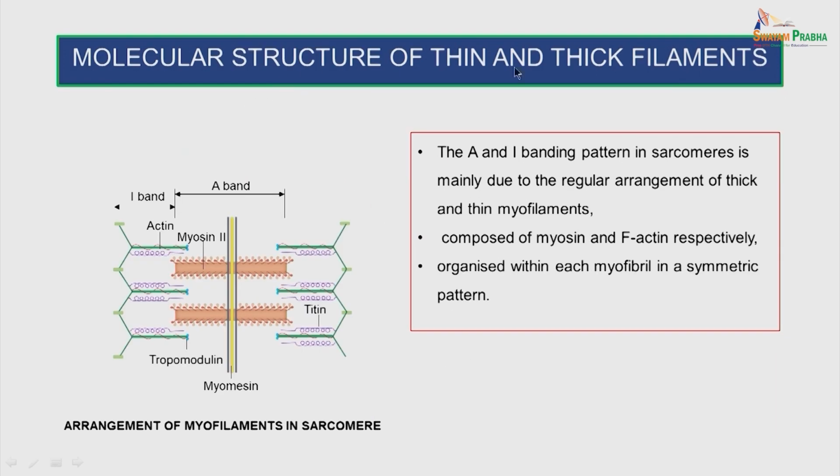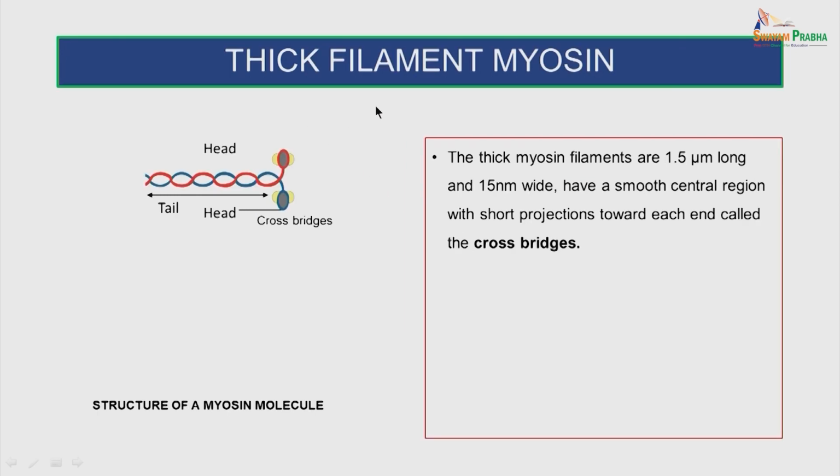The molecular structure of the thick and thin filaments. The A and the I banding pattern in sarcomeres is mainly due to the regular arrangement of the thick and the thin myofilaments. They are composed of the myosin and the F-actin respectively, organized within each myofibril in a symmetric pattern. The thick filament myosin. The thick myosin filaments are 1.5 micrometers long and 15 nanometers wide. They have a smooth central region with sharp projections towards each end called the cross bridges.